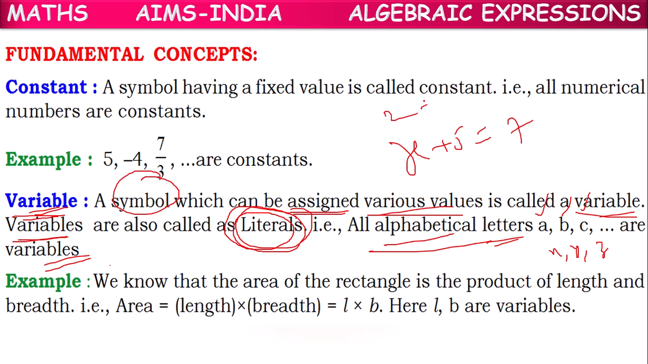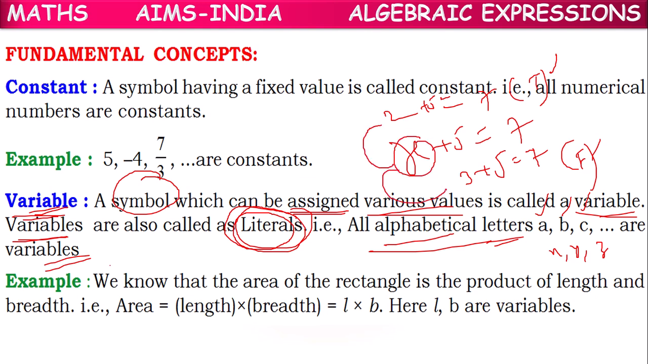We can take 2: 2 plus 5 equals 7, then it will become a true statement. If we take 3: 3 plus 5 equals 7, then it will become a false statement. The statement may be true, the statement may be false, but x is open for any value. We can take 2 or we can take 3. Here x is called a variable, or it is also called a literal. Not only x, we can denote with small l, small m, small n. With any small alphabetical letter, we can denote the variable.